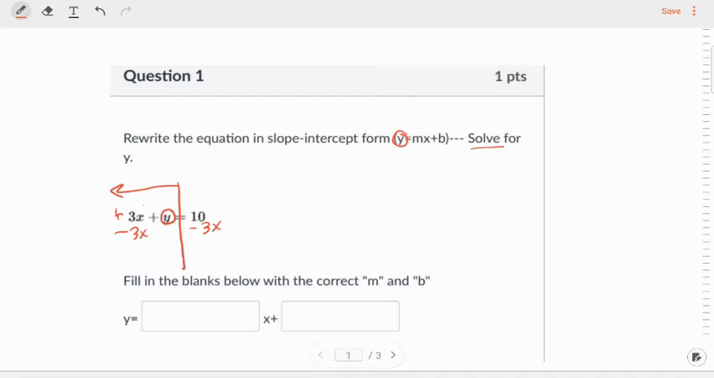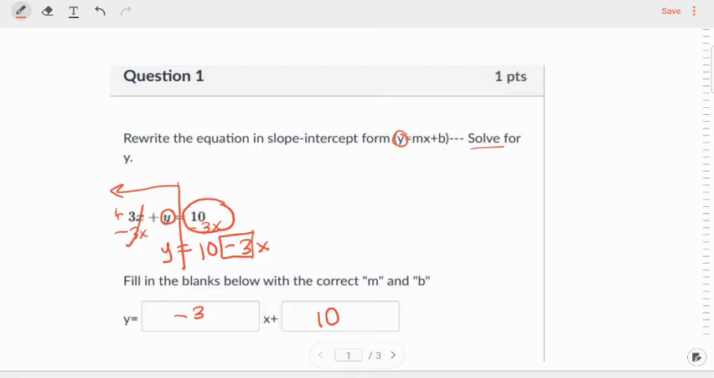Now on the left-hand side, positive 3x and negative 3x is 0. I bring down my y, I bring down my equal sign. Now, are these like terms? No, 10 does not have an x, 3 does. So all I do is write down the 10, and then to the side, I'm going to write minus 3x. If I'm filling in the blanks with my correct m and b, remember that the number next to x is my slope, or my m, so 3, and also make sure you include whatever plus or minus sign is in front of it. So I'm going to fill that blank in with a negative 3x plus 10.